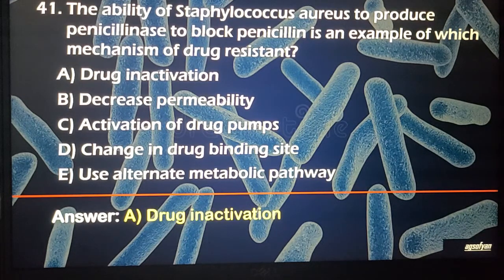Okay, so remember, this is chapter 12. The mechanisms of drug resistance, there are 5 of them. Okay, drug inactivation, decreased permeability, activation of drug pumps, change in drug binding site, and use of alternate metabolic pathway. So make sure you study this chapter 12.